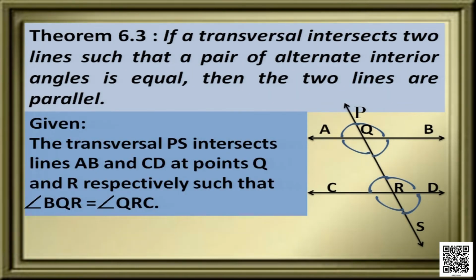And which are the alternate interior angles? BQR and QRC are the alternate interior angles. So we can write that the transversal PS intersects lines AB and CD at points Q and R respectively, such that angle BQR is equal to angle QRC. Then what to prove? We have to prove that line AB is parallel to CD. So let's prove it.